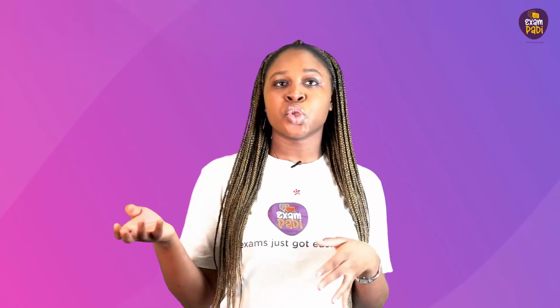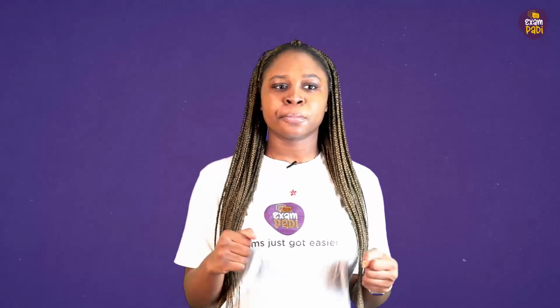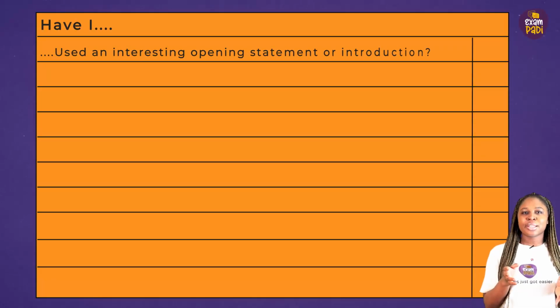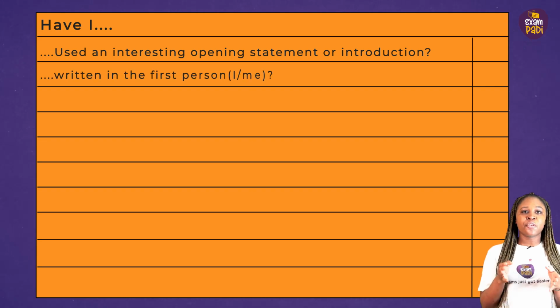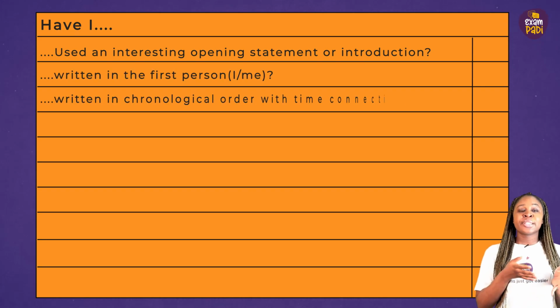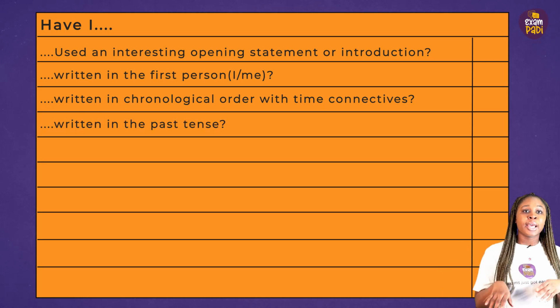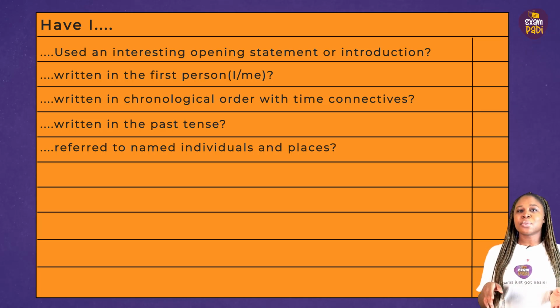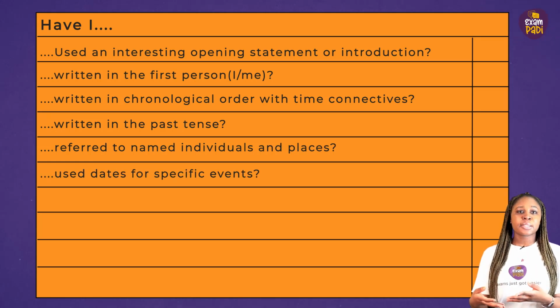Here is a checklist to use when examining the features of an autobiography. Have I used an interesting opening statement or introduction? Have I written in the first person using I or me? Have I written in chronological order with time connectives? Have I written in the past tense? Have I referred to named individuals and places? Have I used dates for specific events?